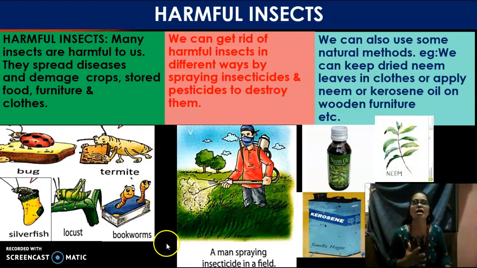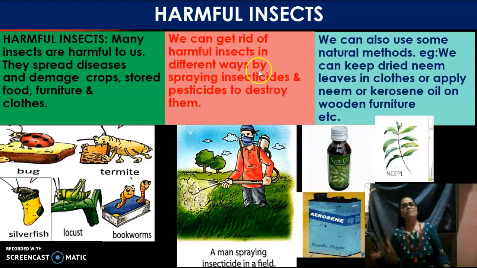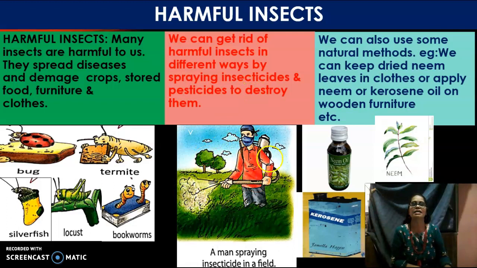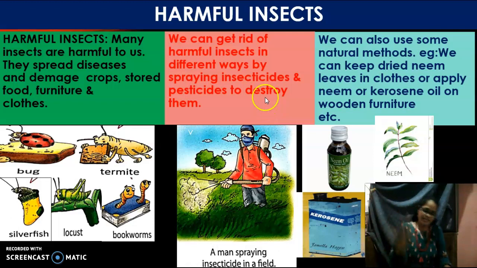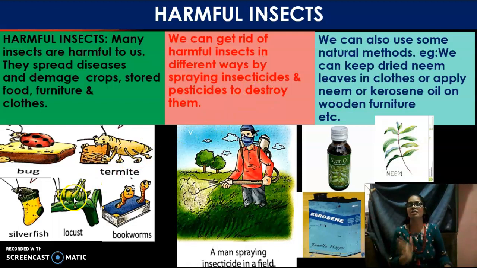Now, we can get rid of harmful insects. How? In different ways, by spraying insecticides. See children, the main way is spraying insecticides and pesticides to destroy them. Insecticide means a chemical substance made and used for killing insects, especially those that eat plants. Especially nowadays, when in the news channels it comes, locust in Rajasthan, Haryana, Pakistan, right?